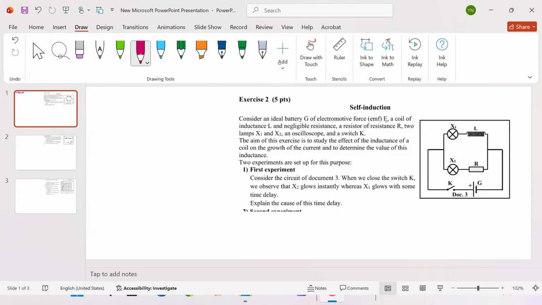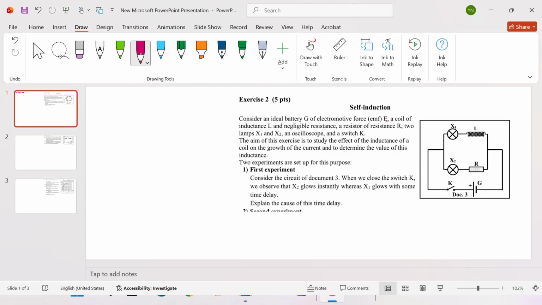When you see a generator that is connected across the coil, in this case we have self-induction. But if we don't have a generator, if we have a magnet that is approaching the coil or moving away from the coil, this is electromagnetic induction. Or we can see a surface that is changing.